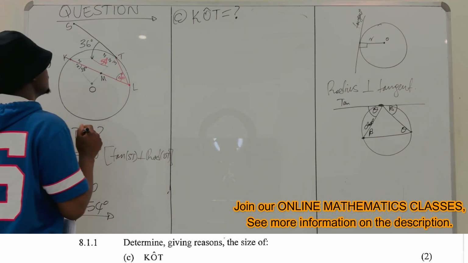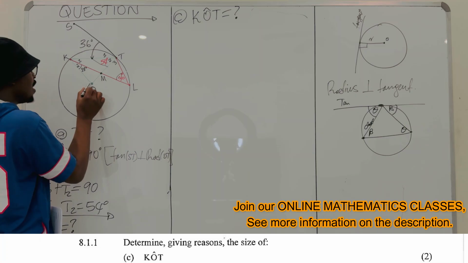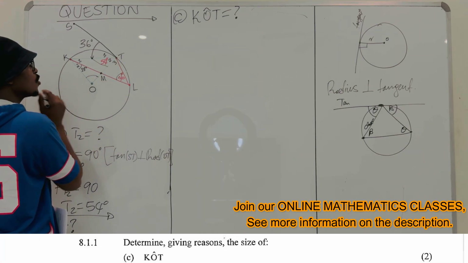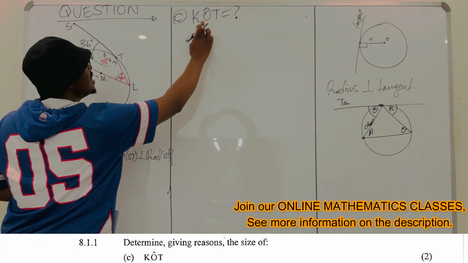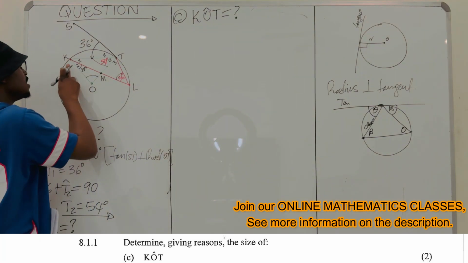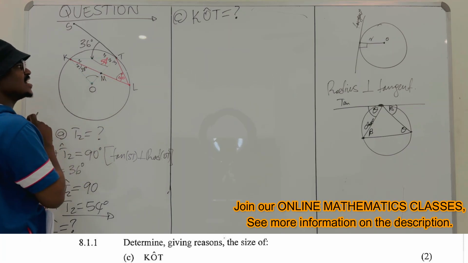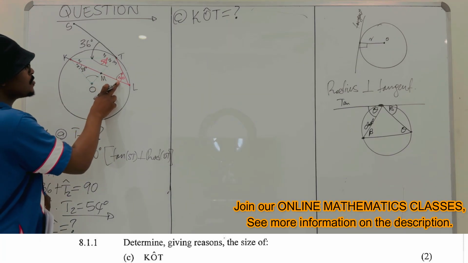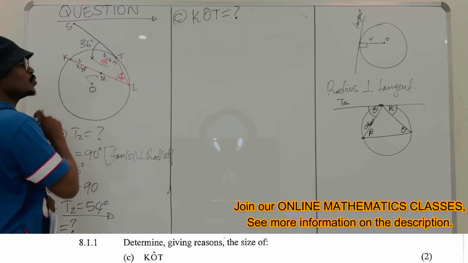Let's go and look for it. Where is KO? KO and OT, you're looking at this angle at the center here. Because angle KOT is angle O formed by KO and OT, you're looking for the angle at the center. You know that the angle at the center is twice the angle at the circumference. You just found that the angle at the circumference is 36, so this one is going to be twice that.